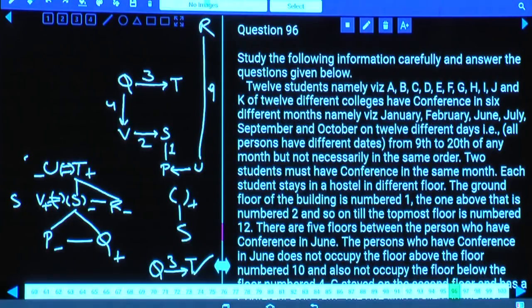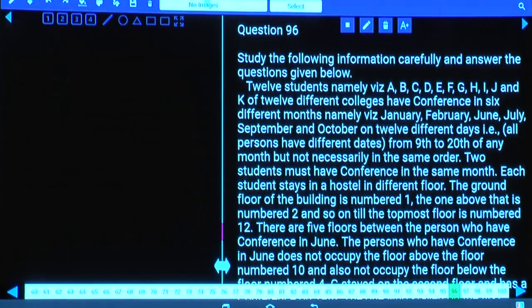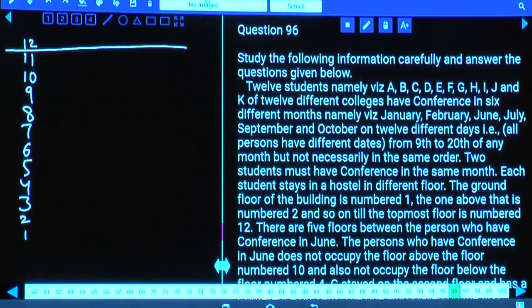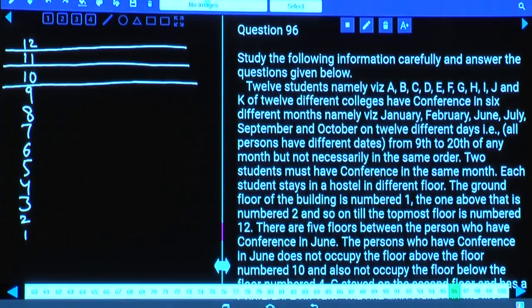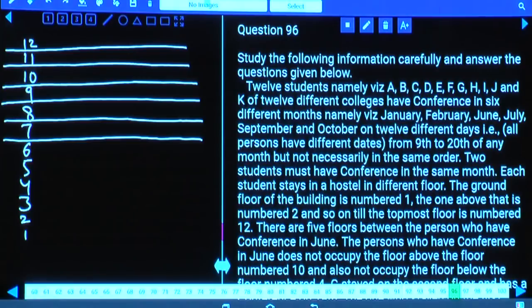Then these persons are living on different floors of the building, with the ground floor and so on. In total, how many floors? 12 floors are there. Starting with the 12th floor: 12, 11, 10, 9, 8, 7, 6, 5, 4, 3, 2 and 1. In total 12 floors. Now 12 persons living on 12 different floors.